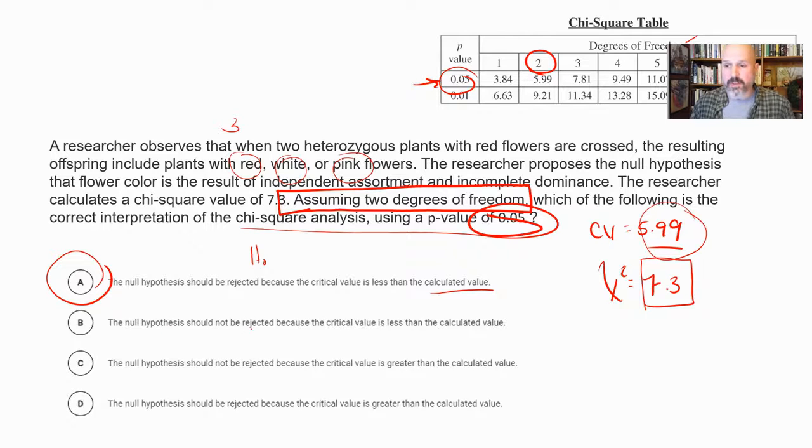We can investigate. The null hypothesis should not be rejected because the critical value is less than the calculated value. No, if the chi-square is over, you reject, right? The null hypothesis should not be rejected because the critical value is greater. No. And the null hypothesis should be rejected because the critical value is greater than the calculated value. The critical value is not greater than the calculated chi-square in either case.